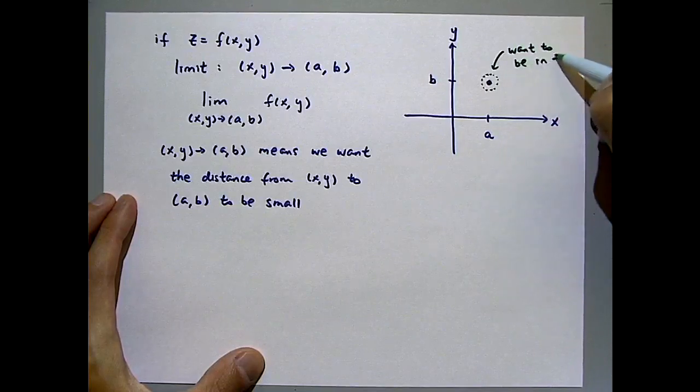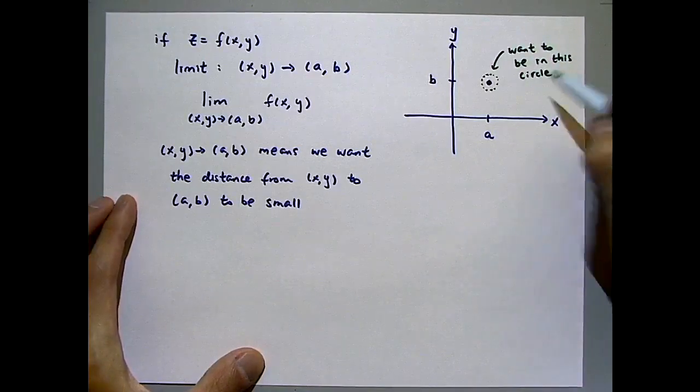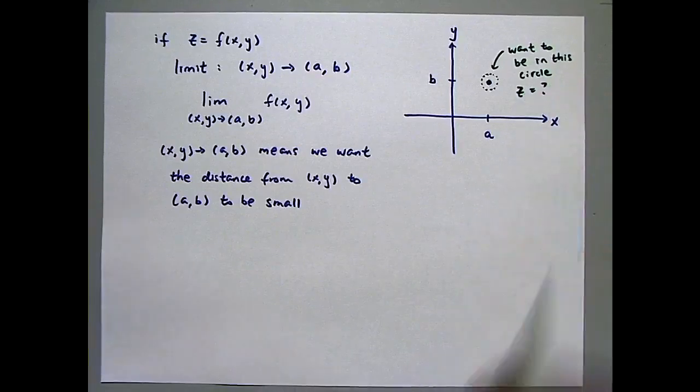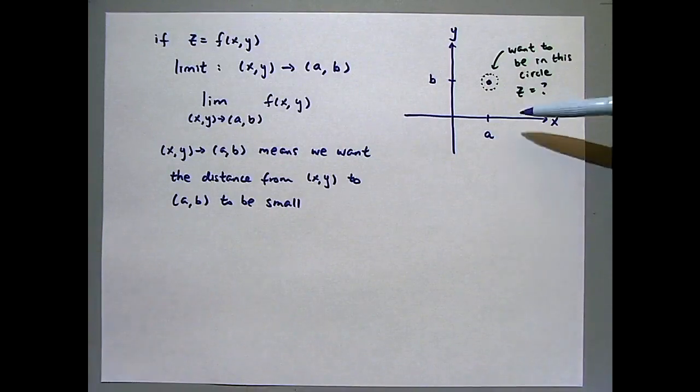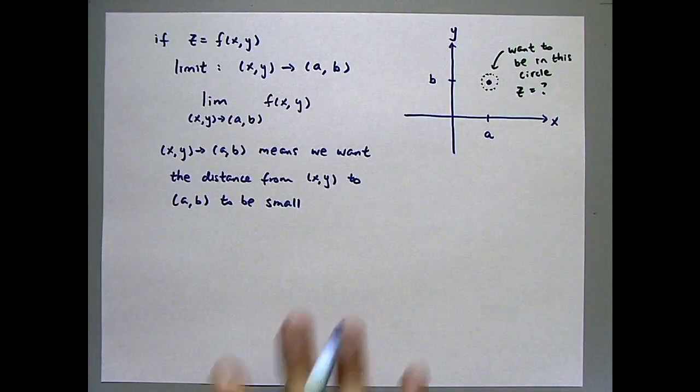We want to be in this circle. And as that happens, we want to look at what happens to z. It's very, very similar to the idea of a one-variable function. In one-variable function, you only have one thing to control. You can only control the variable x. But here you got 2 things now, and it poses some problems for some of the functions that we'll see in a little bit. All right, so let's look at very simple examples first.